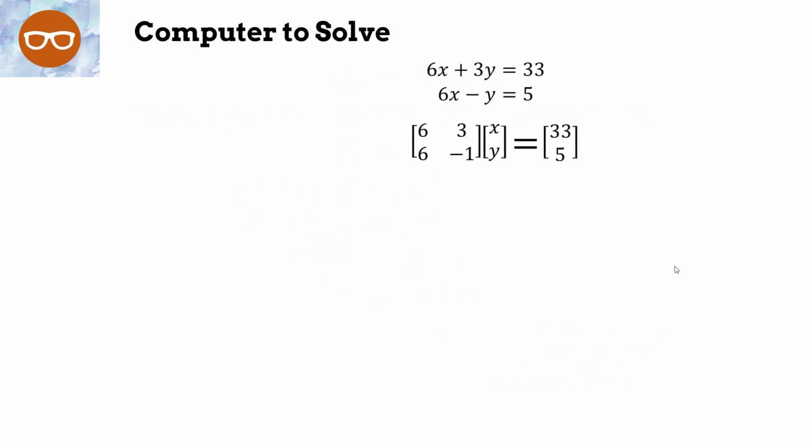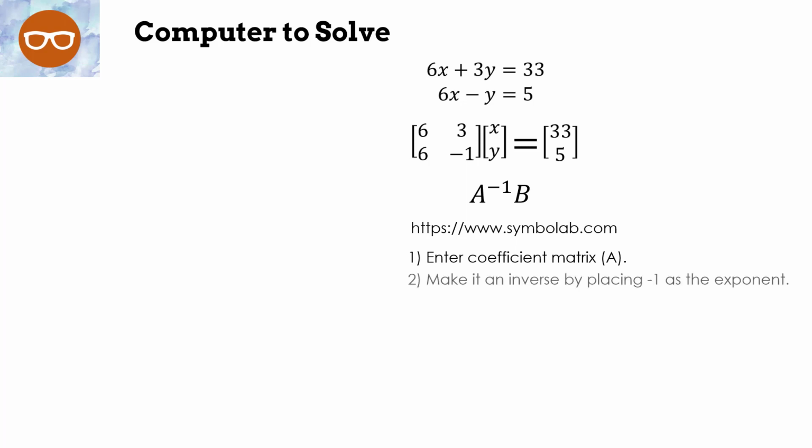We're going to go to Symbolab here in a moment, but what do we have to do? We're going to take A inverse times B. We're going to enter the coefficient matrix A. We're going to make it an inverse by placing -1 as the exponent. Then enter the constant matrix and press go, and we'll get it. So let's see it in action.